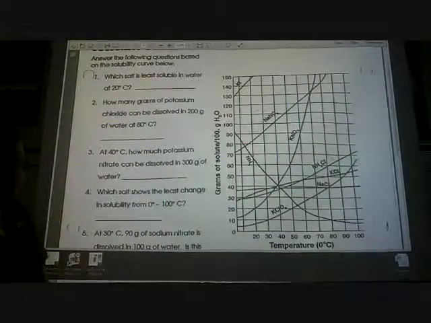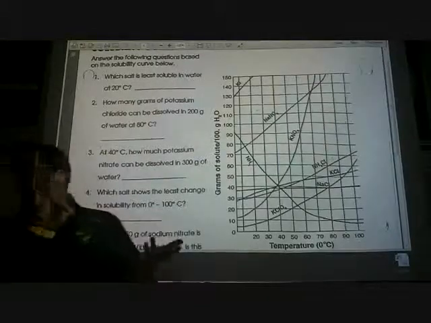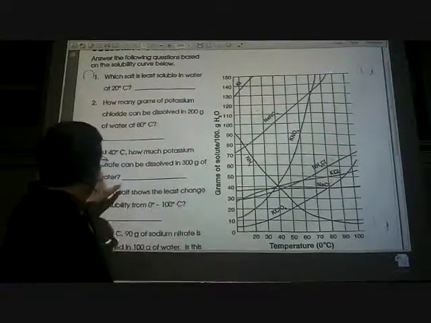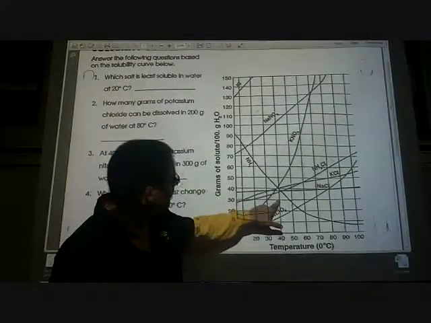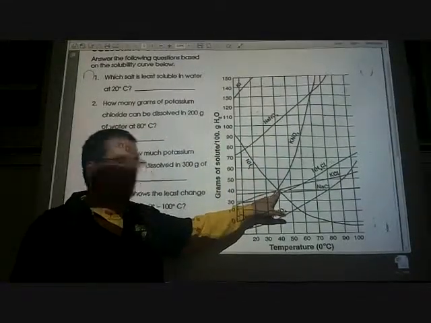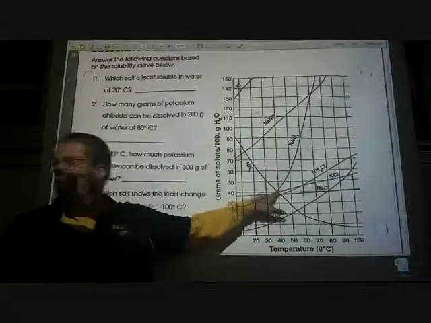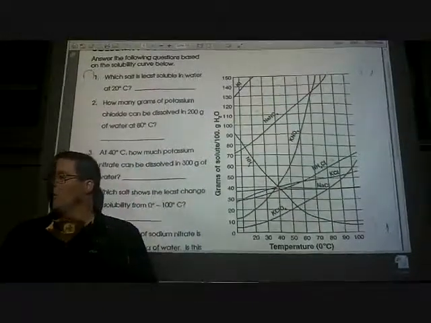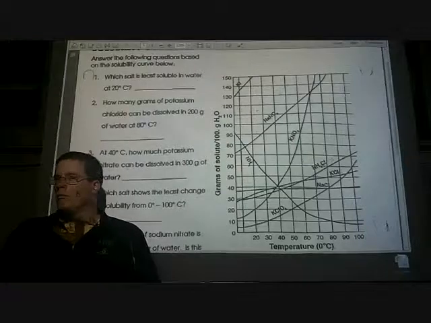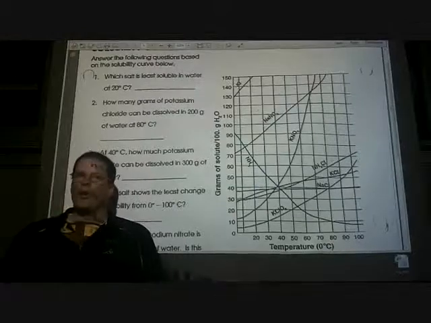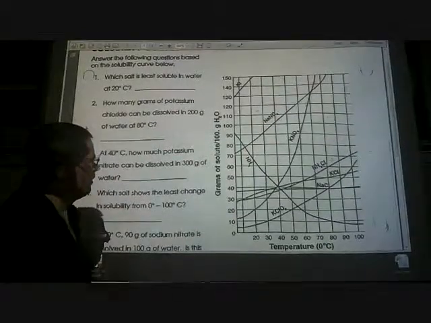Number 3, at 40 degrees, how much potassium nitrate can be dissolved in 300 grams of water? So pretty much the same thing here. We have our potassium nitrate at 40 degrees, where are you? Oh, it's right here. So what would you say that is? 42, 43, somewhere in that ballpark. We'll say it's 42. If we dissolve it in 300 grams of water, how much total can we dissolve? 3 times 42. 126. So I'd accept something between 126 and 130 or 132, somewhere around there. Everybody getting it? Makes sense?